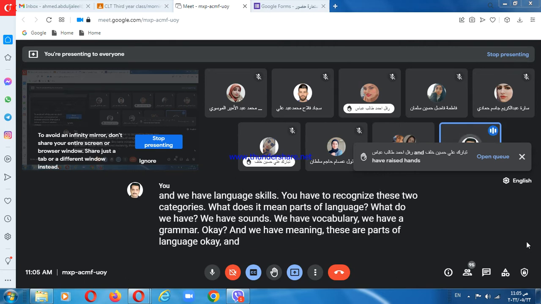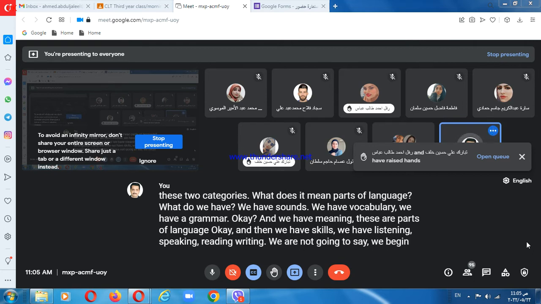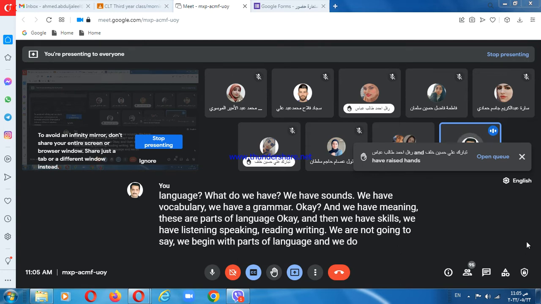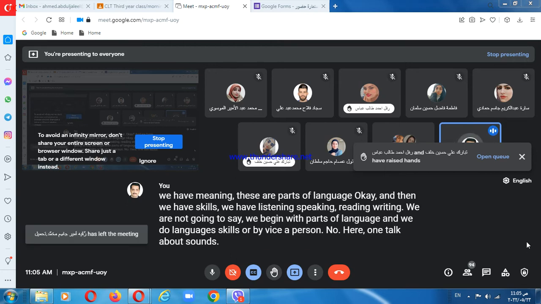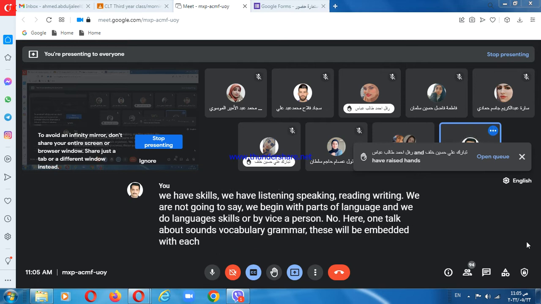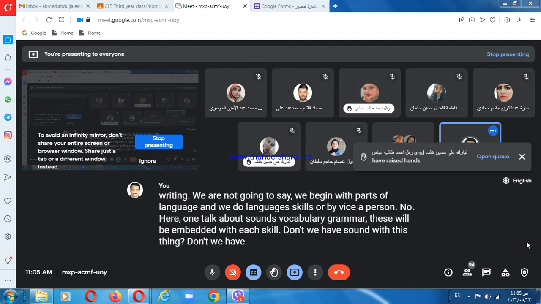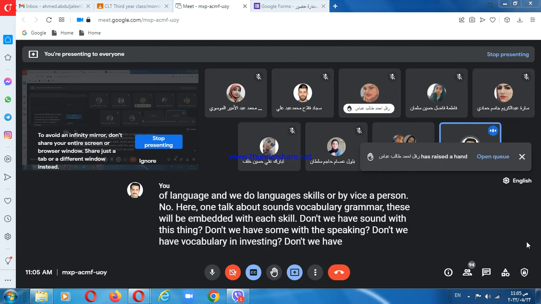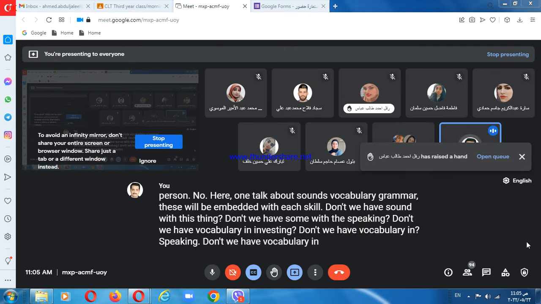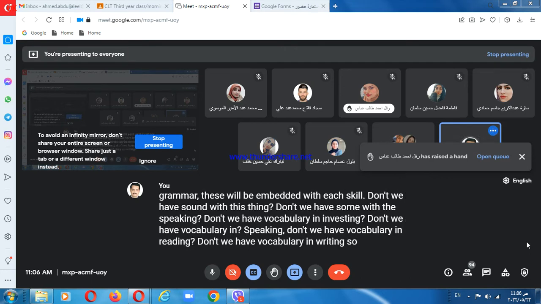And then we have skills. We have listening, speaking, reading, writing. We are not going to say we begin with parts of language and we leave language skills, or vice versa. No. When we talk about sounds, vocabulary, grammar, these will be embedded with each skill. Don't we have sounds with listening? Don't we have sound with speaking? Don't we have vocabulary in listening, in speaking, in reading, in writing? So they are embedded.